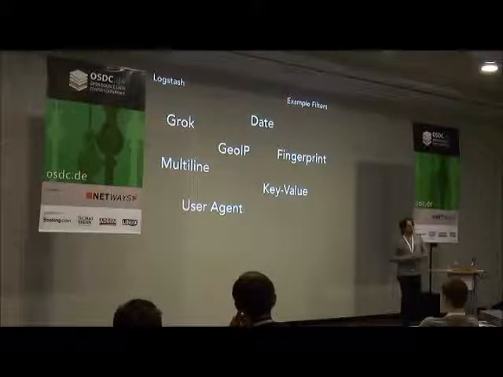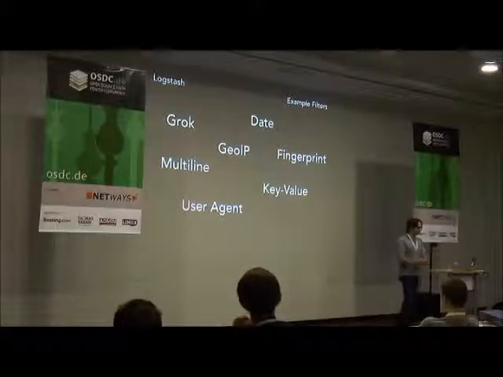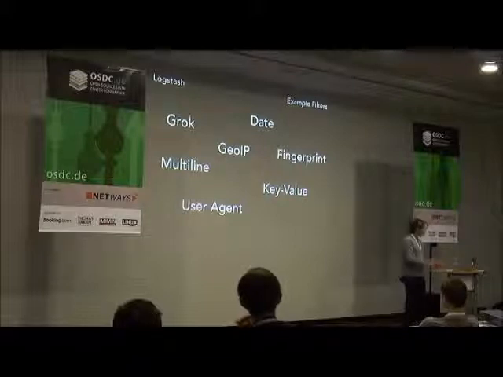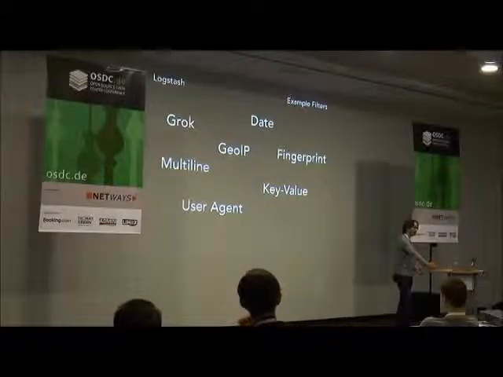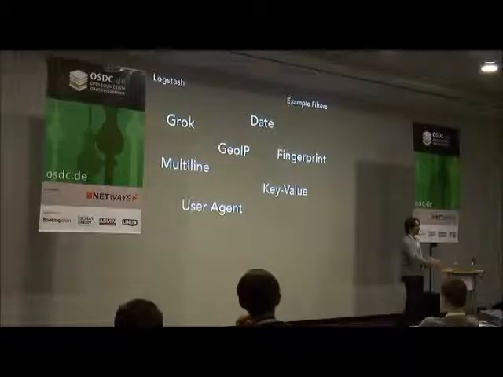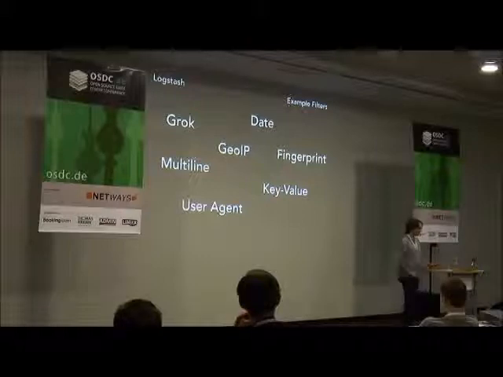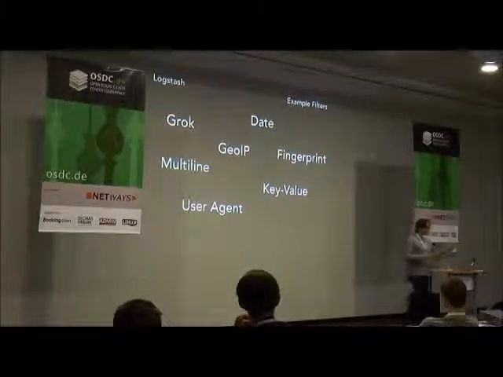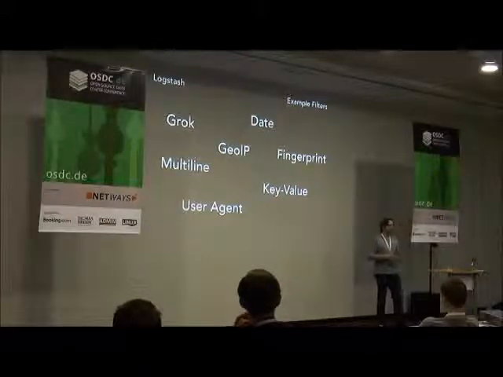Fingerprinting is great for anonymizing your data. If you are not, for example, permitted to store IP addresses in your permanent log storage, you could hash them, and that way you can still group by the IP address when you're searching, but you don't know the actual data that went into it. Lots of log formats come in multi-line formats. Has anyone seen a Java stack trace before?